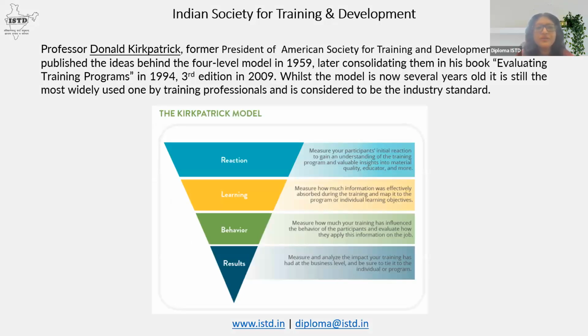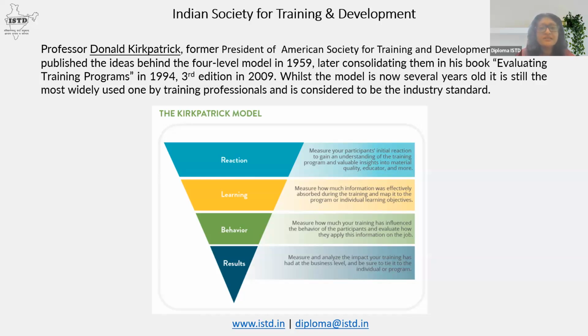Donald Kirkpatrick was the former president of the American Society for Training and Development, ATD now, and he published his ideas behind the 4-level model in 1959. There were multiple books that he has written, and the 3rd edition was in 2009. This is a widely used model, and many training professionals across industries make use of it for training evaluation.